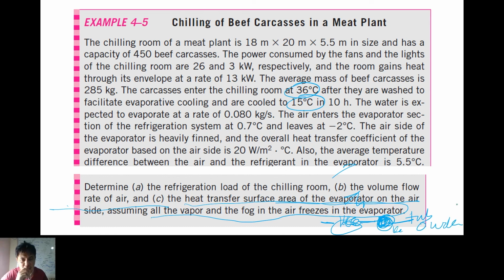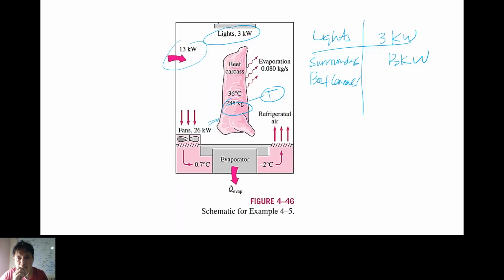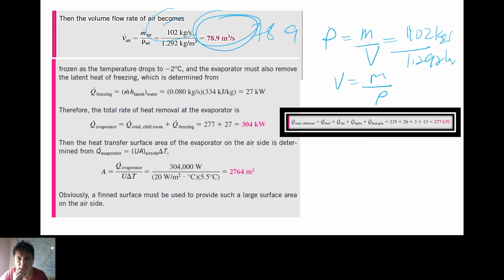So magkakaroon tayo ng heat of fusion. Ano ba yung heat of fusion? Yun yung 334. Mamaya maipapakita 'yon. Therefore the total heat ito. Pakitingnan lang to class, Q freezing. Ito.